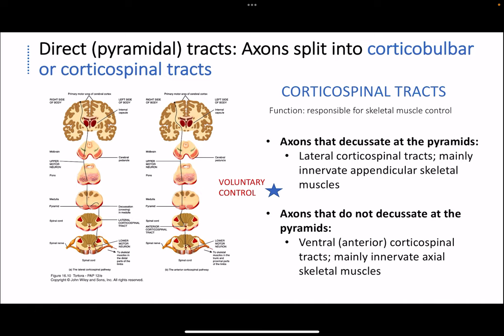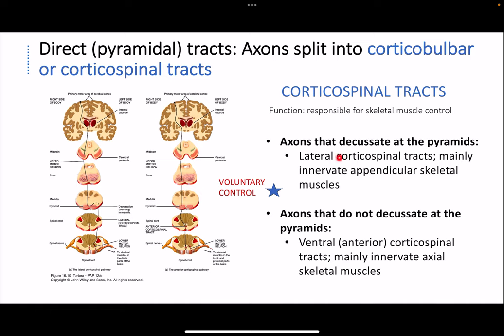And so we'll see that we have two different tracts for this corticospinal, and so you have two different areas where you decussate, all right? So this pathway, corticospinal, is sometimes called the anterolateral corticospinal tract, all right? Because you have an anterior division and a lateral division.